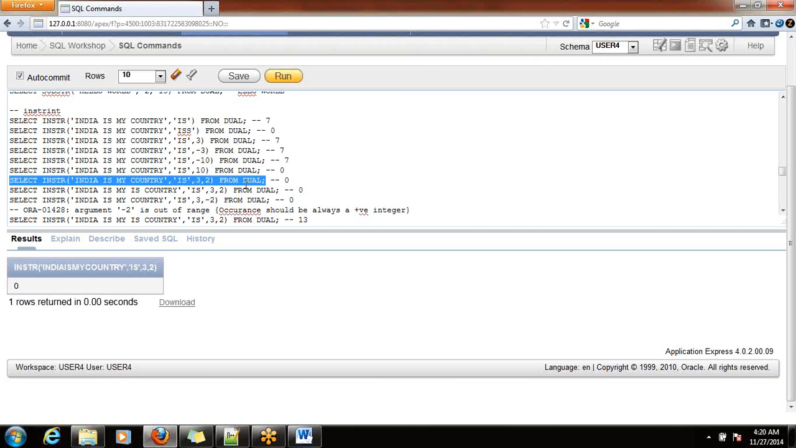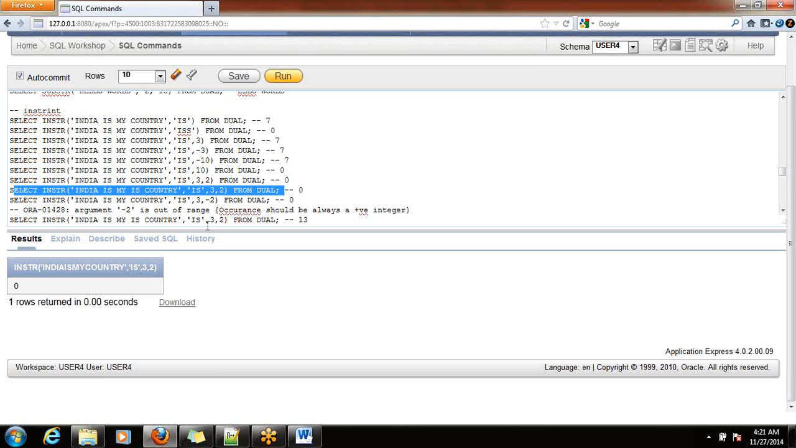Of course it gives 0, right? Now the same thing, I deliberately added IS over there. India is my country. From the third position, it searches for IS and the second occurrence and gives the result.